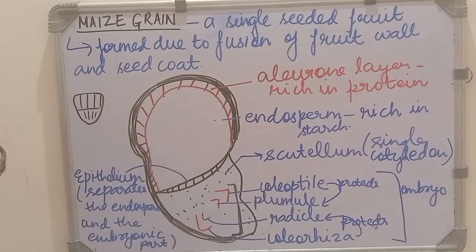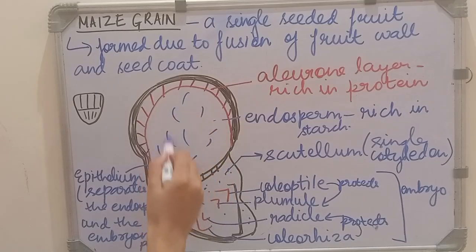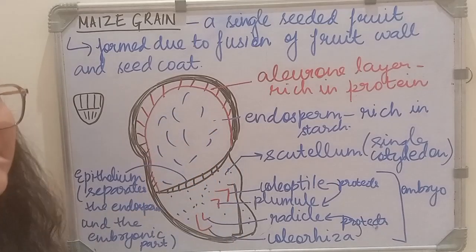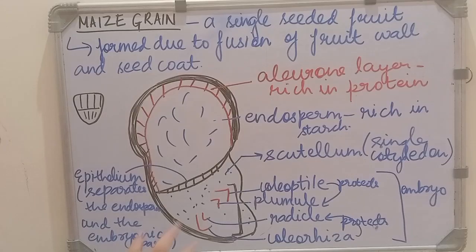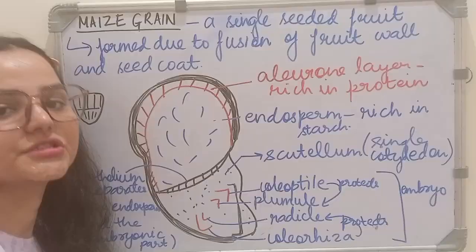Okay, this was our endosperm, which provides food to the growing embryo. So that was all about the maize grain. Now let's study germination.